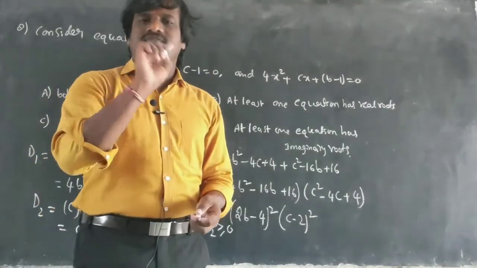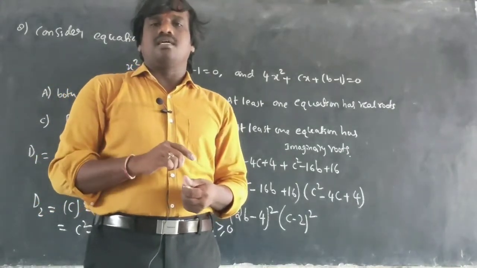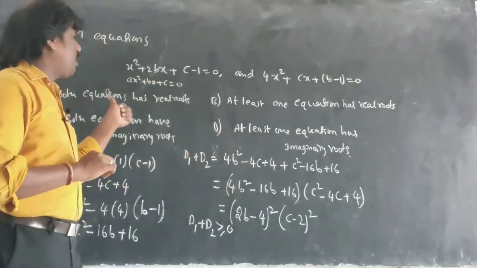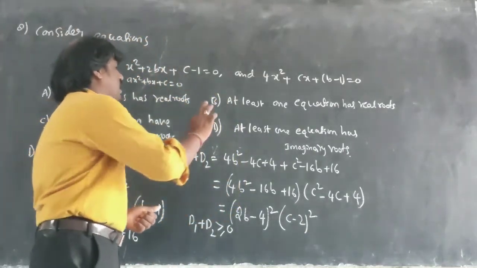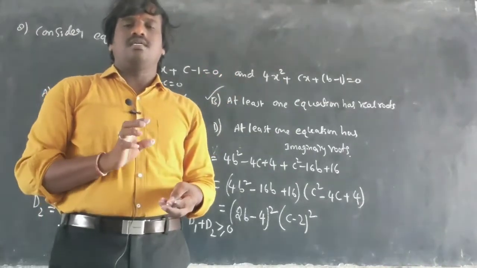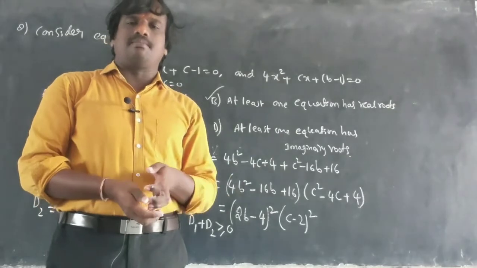The case number 1 condition, what was that? That at least one equation has real roots. So which option is matching this one? At least one equation has the real roots. So B option is the right. So this is the way to deal with these types of questions.